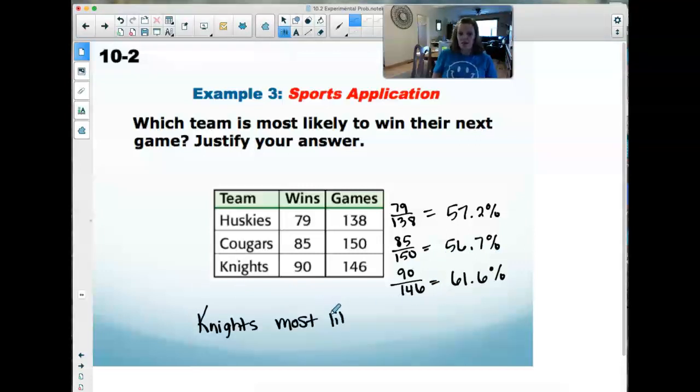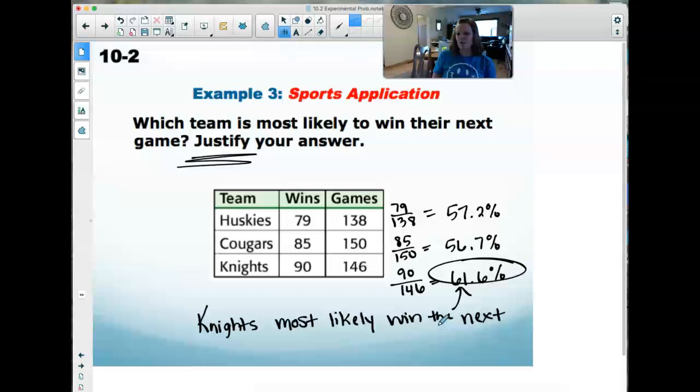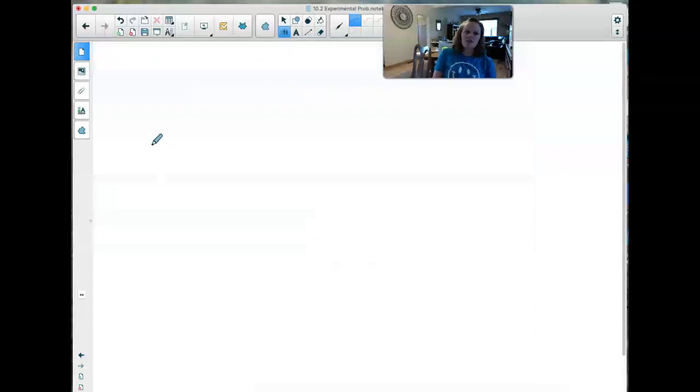Does that mean they're going to win their next game? Absolutely not. We all know that this is just a probability, so we're looking at what most likely happened. But there can be upsets just like anything else. So we would say the Knights are most likely to win the next game. And when it says justify your answer, all I need is to see that you found out that the Knights would win by 61.6%.